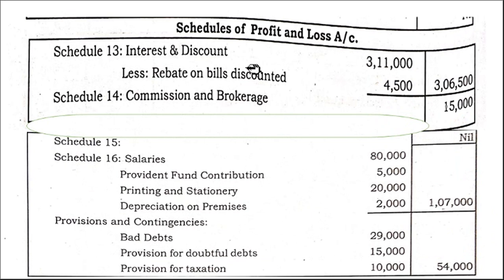Then profit and loss account schedules. Schedule 13, interest and discount. It is given in the problem. Less rebate. So we got 3,06,500. Then 14, commission and brokerage. So other income. So 15,000. Schedule 15, interest expended. Not there. Nil. Schedule 16. So in the Schedule 16, whatever expenses are there. Salaries, PF contribution, printing and stationery, depreciation on premises. So 1,07,000. Provisions and contingencies. Finally, bad debts, provision for doubtful debts, provision for taxation. This is 54,000. Clear?